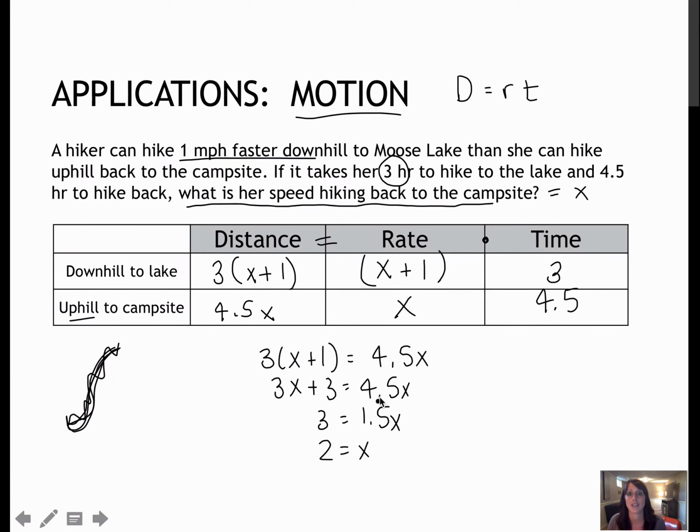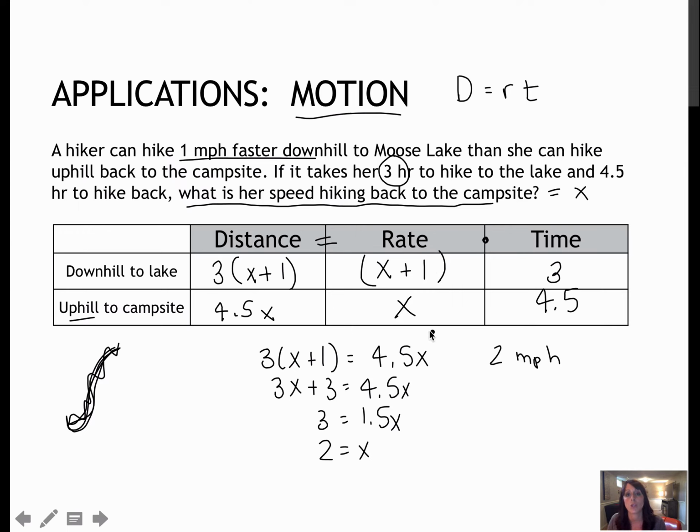So what does x tell me? x is the rate uphill to the campsite. So my rate to the campsite is 2 miles per hour. And then of course coming back would be 2 plus 1, which is 3, or 3 miles per hour.